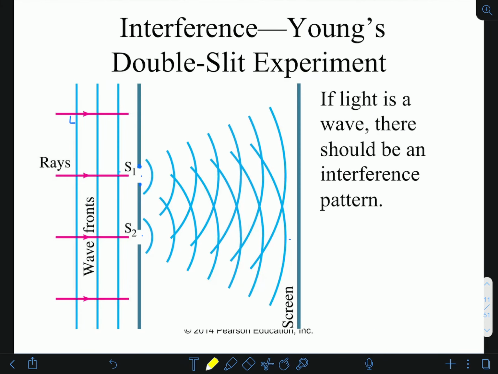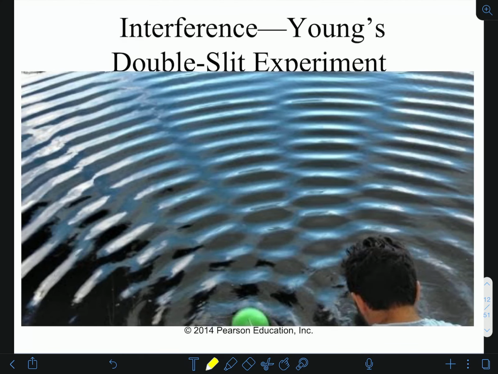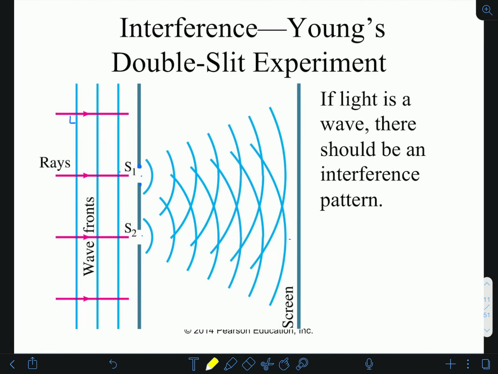And hopefully you were able to watch the video that recreated this pattern. So if we look at what's happening, if you have the two slits, each slit is going to be a source of its own, according to Huygens principle. And then what we see is that the light is going to interfere. So we have places where it interferes constructively, and then places where it interferes destructively.